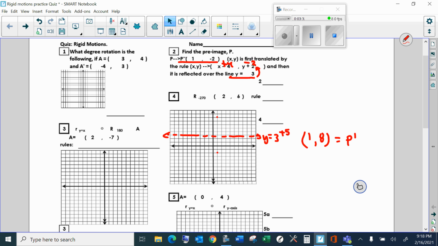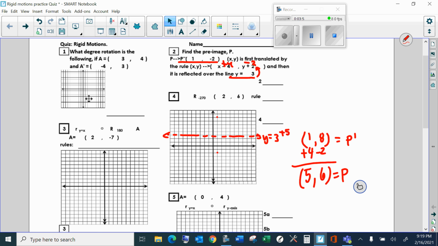Now to go backwards from here, it's a translation. Remember, for translation, you just do the opposite. And so the opposite of -4 is +4 on the x, and the opposite of +2 is -2 on the y. And so 1 + 4 is 5, and 8 - 2 is 6.